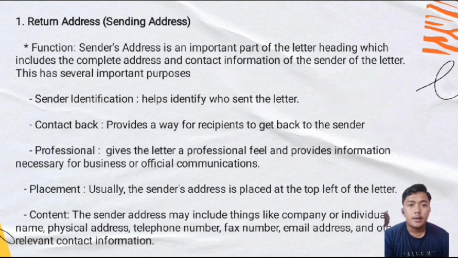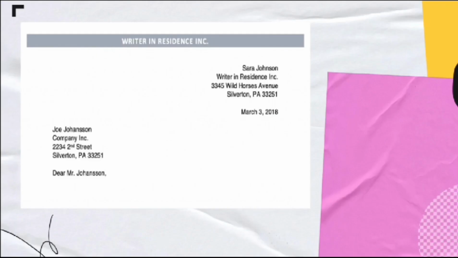The return address is usually placed at the top left of the letter. I'll show you an example. As everyone can see, this is one example of a sender address. We can identify some components in this example. First, Sarah Jensen is the name of the sender of this letter. She is the writer, resident in comparison. We can also identify her address: Wild Horses Avenue, Silverton, PA 33251.